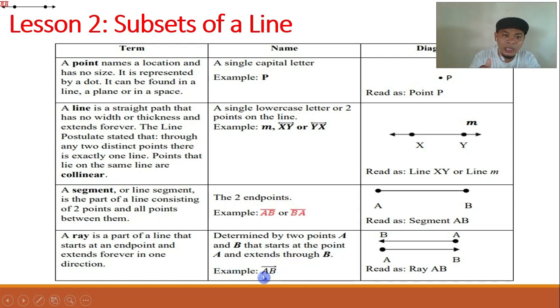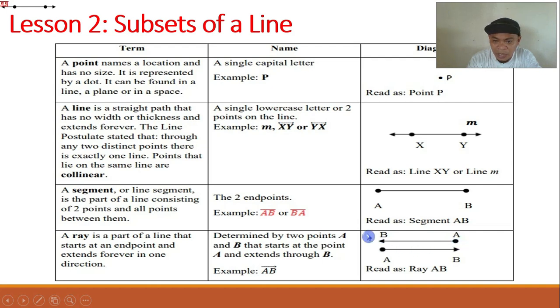So, yung A po natin, siya po yung endpoint. Di ba? A, doon tayo nag-start, papunta kay B. Okay? So, B to the limit of infinity. So, A is our endpoint and B is, siya po yung mag-extend papunta doon. Okay? So we have here the diagram.